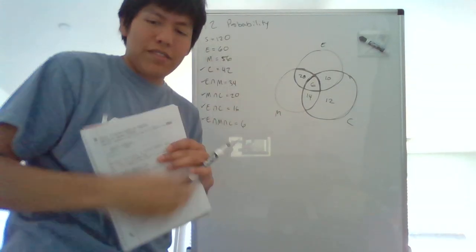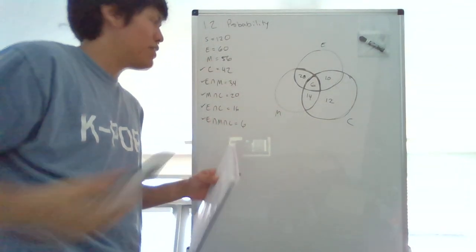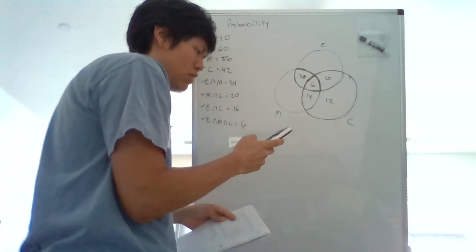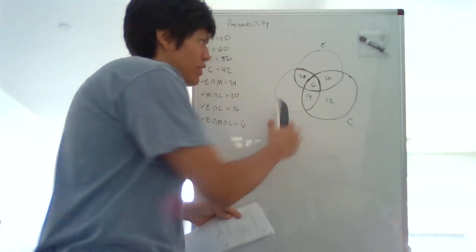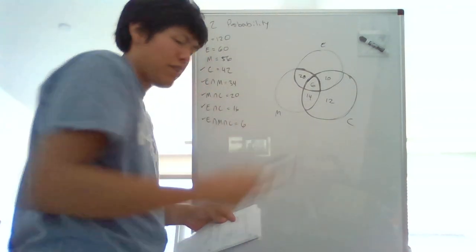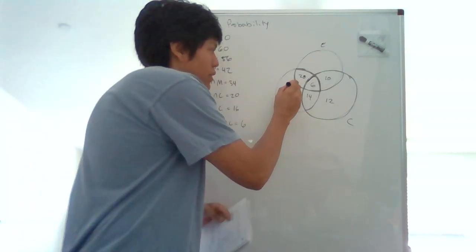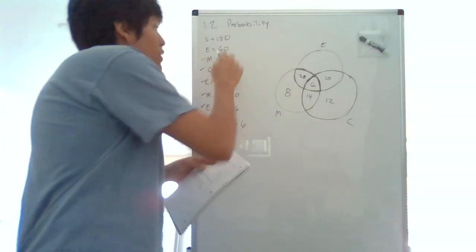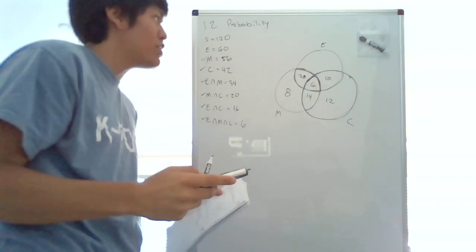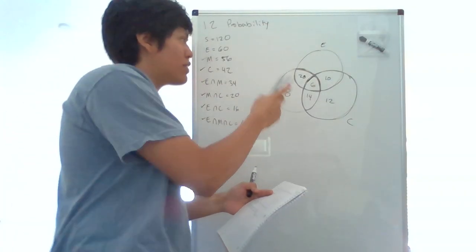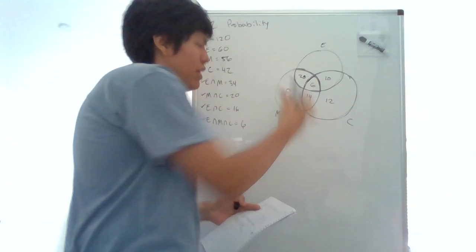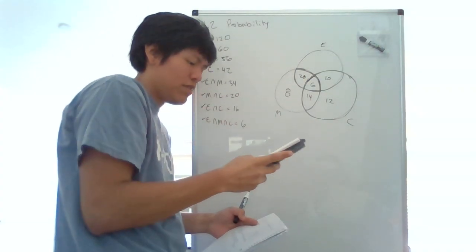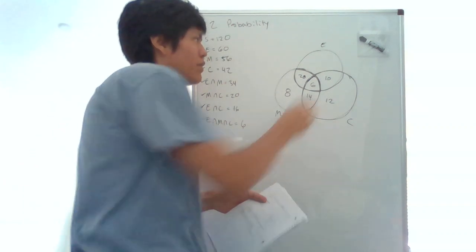At least 56 students took math. So we do 56 minus 28 minus 6 for the middle section minus 14, 8. And that goes right here. All right. For English, 60 students at least took English. So 60 minus 28 minus 6 minus 10. So 16 goes right here.